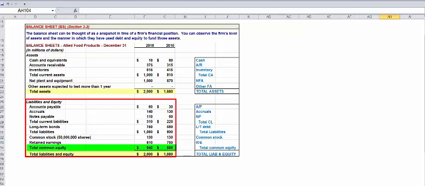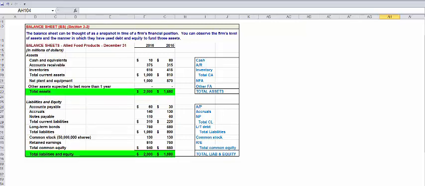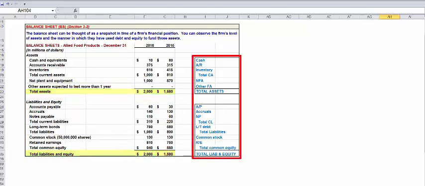Total common equity is common stock plus retained earnings. Total liabilities and stockholders' equity is equal to total liabilities plus total equity, and that has to match total assets. Notice down the right-hand side, the basic layout of the balance sheet in blue. That's what you ought to have in your mind, that's how it's laid out.